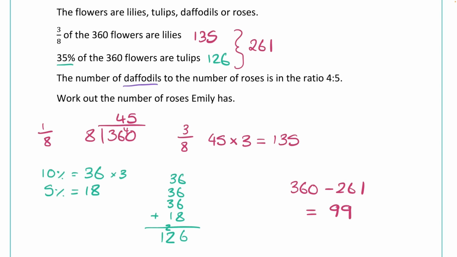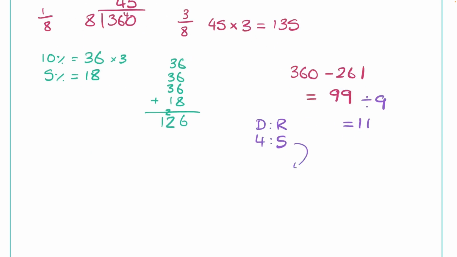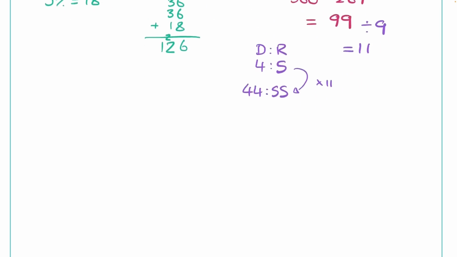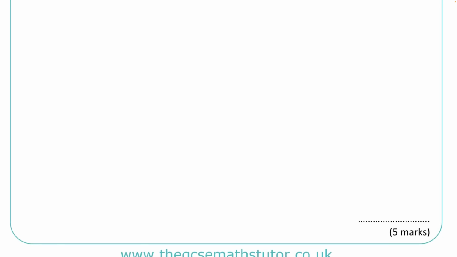So daffodils and roses in the ratio 4 to 5. So we have daffodils to roses, 4 to 5. That's 9 parts in total. So divide that by 9 is 11. And then we'll want to multiply both of these by 11, which is 44 and 55. We wanted to know how many roses there are. So the roses is the 55. And there we go, that's our final answer, 55 roses.